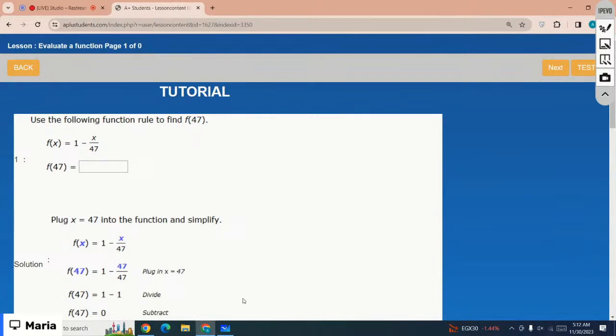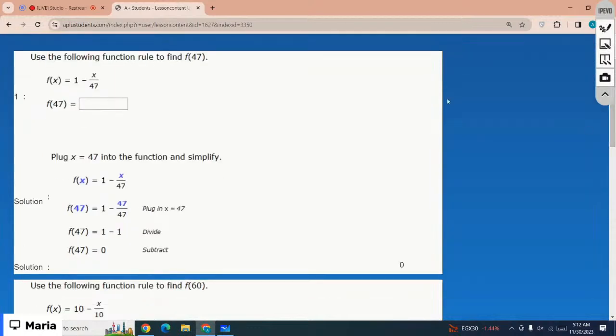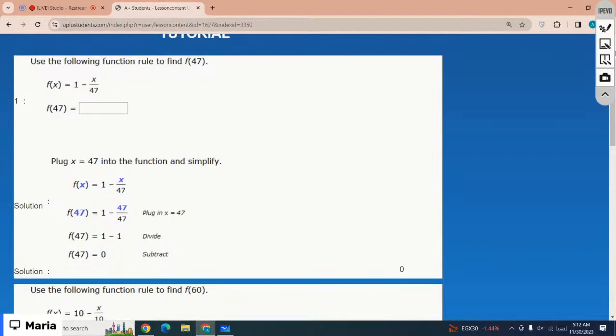You can see here the function is f of x equals 1 minus x over 47. You have to evaluate this function at x equals 47. So replace the x with 47. So here it is 47 over 47, that is 1, and 1 minus 1 is 0. That means the function at 47 is 0. Let's just start with the test questions.